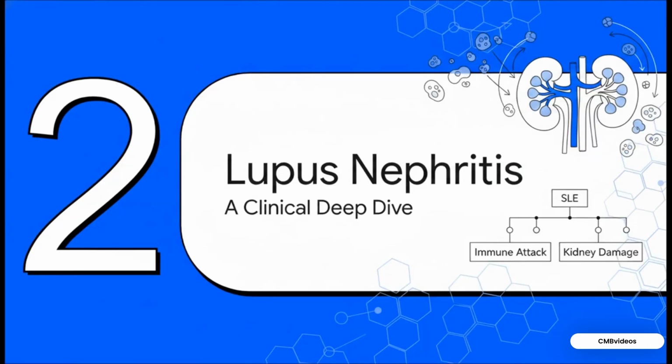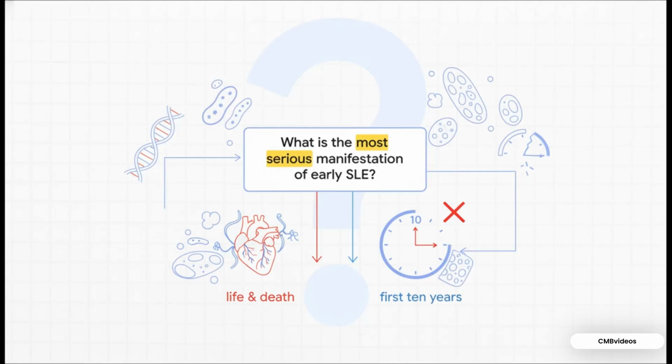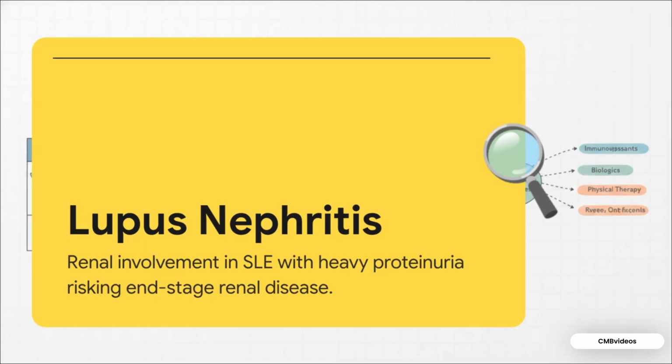Which brings us to section 2. Let's do a deep dive into lupus nephritis. We really have to ask a critical question here. What is the most serious, yet surprisingly often asymptomatic manifestation of SLE in that crucial first decade of the disease? Well, it's lupus nephritis, and recognizing this specific renal complication early is literally a matter of life and death. It's one of the leading causes of mortality in those first 10 years.